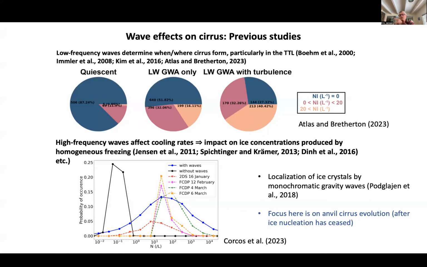One other paper to mention is by Aurelian Poglajan, where he looked at these monochromatic waves and showed that you can get localization of ice crystals in certain phases of the wave.